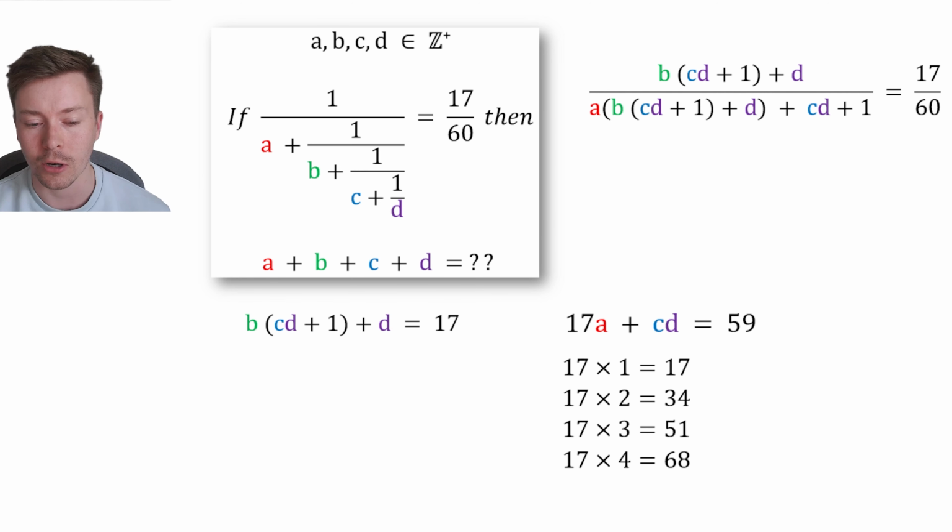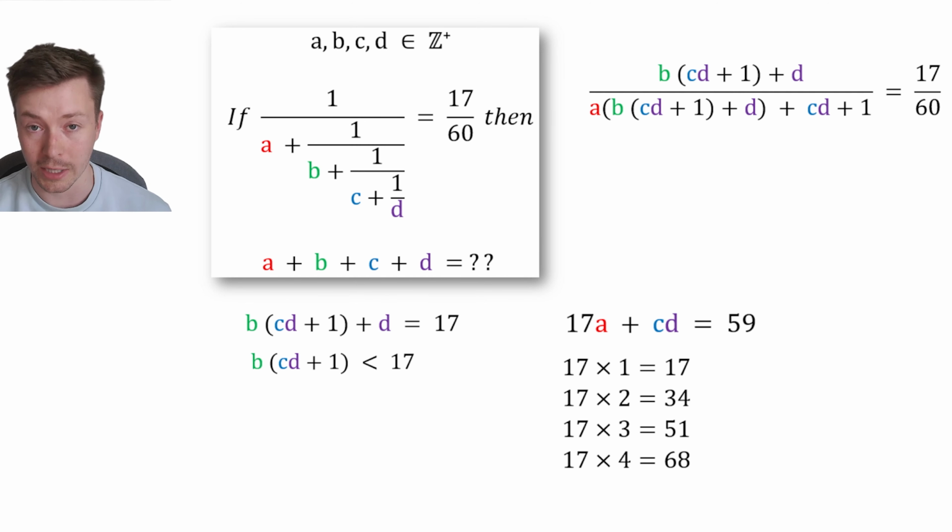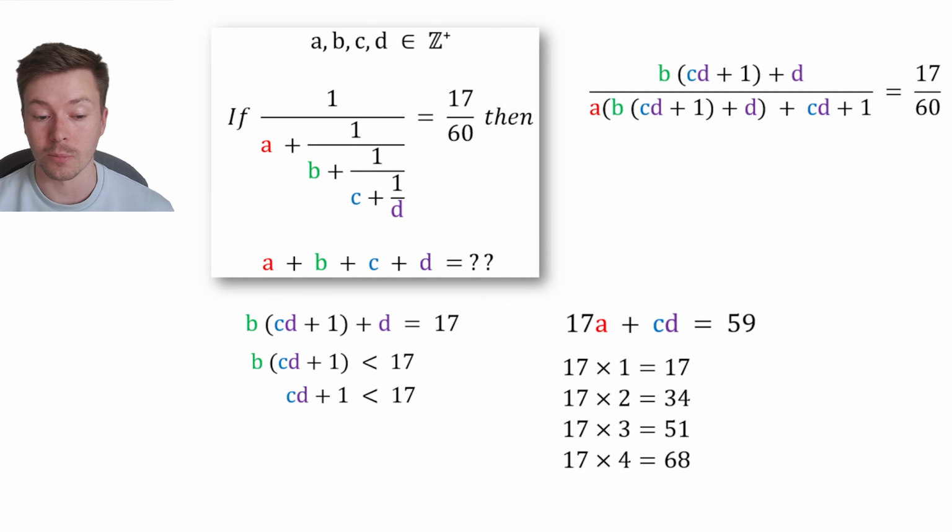Now, if we look back at the left-hand equation, d must be a positive whole number. Well, what that means is that b bracket cd plus 1 must be less than 17, because if we take away d from both sides, we're going to end up with something less than 17, because d is a positive whole number. It must be 1 or bigger. Now b must be, again, a positive whole number. So if we divide 17 by b, we are going to get a number that's less than 17. So cd plus 1 must be less than 17. We don't know what it's going to be because we don't know what b bracket cd plus 1 was, but we know it's got to be less than 17.